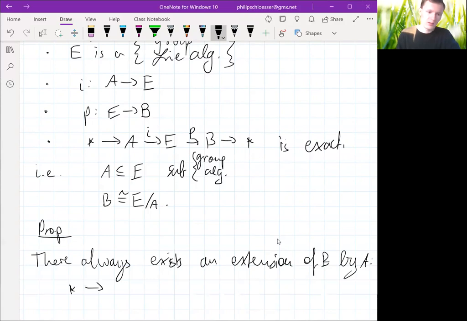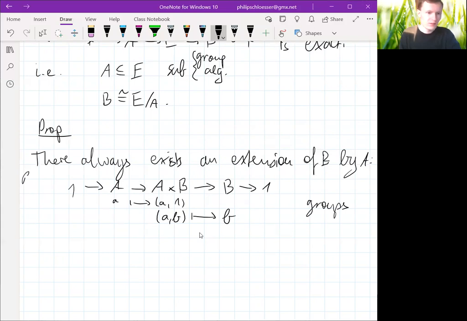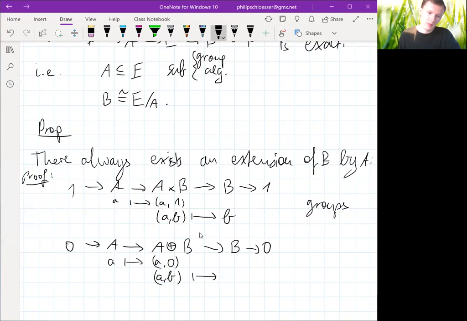Namely the one where we take the product, if we're talking about groups, and then the map where an element a of A is mapped to (a, unit), and an element (a, b) of the product is mapped to just b. This is for groups. I guess this is already the proof. And for Lie algebras, we have the direct sum, again with a mapped to (a, 0) and (a, b) mapped to b.